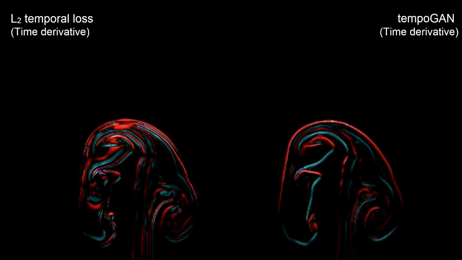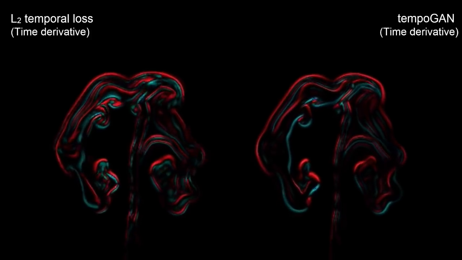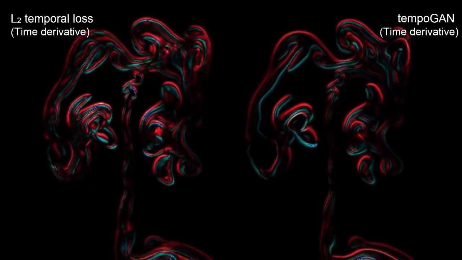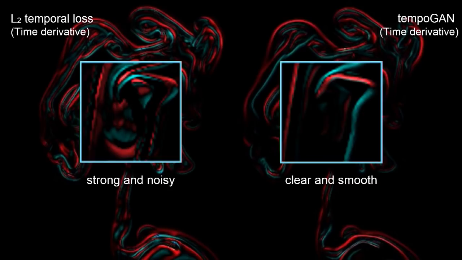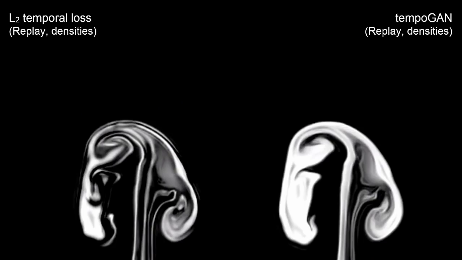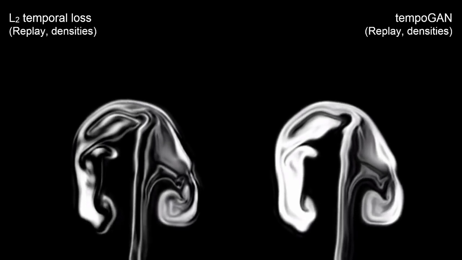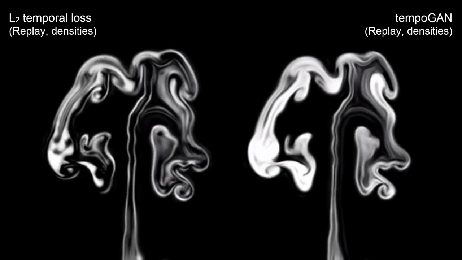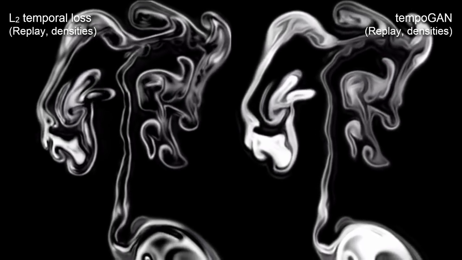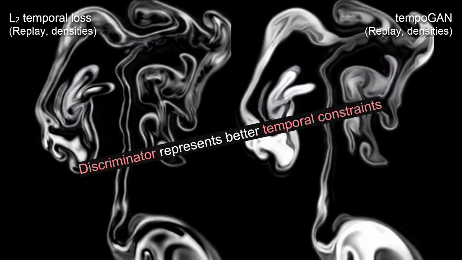Now we can compare the results between two different temporal losses. If we use the L2 temporal loss on the left, we can see that the derivative is still strong and noisy, while using the temporal discriminator on the right, it is much clearer and smoother, and it shows the outline of the smoke, which indicates reasonable smoke motion. We can also compare the density field. Again, the tempoGAN achieves coherent and realistic results. From here, we can conclude that compared to an L2 temporal loss, the temporal discriminator can represent better temporal constraints.